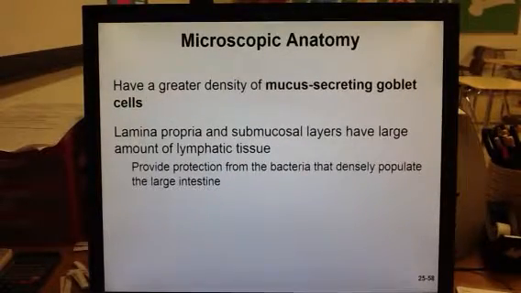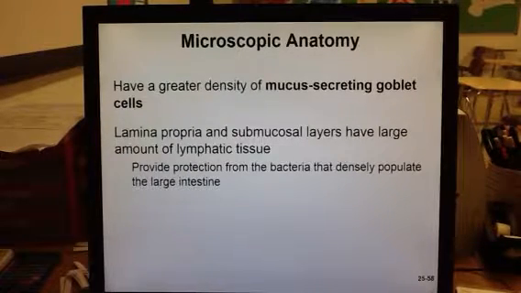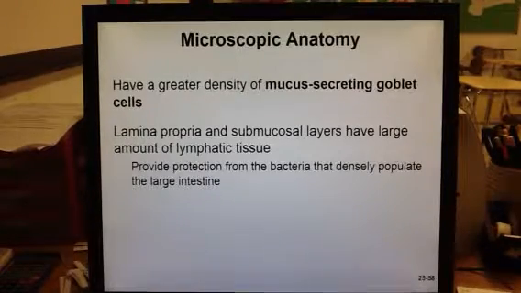This does have a greater density of mucus secreting goblet cells that we've seen earlier. And then the lamina propria and the submucosa layers have a lot of lymphatic tissue. This provides protection from the bacteria. There are lots of bacteria in the large intestine.